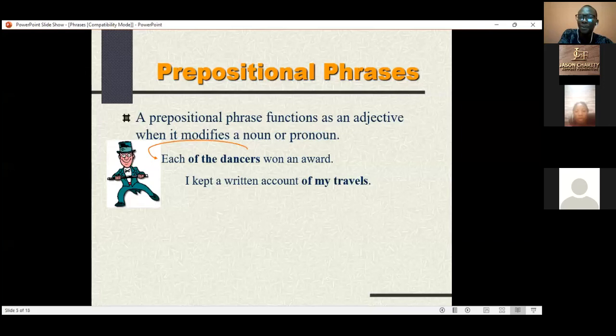All right, accounts. That's what? The noun, accounts. So in this case, you have a prepositional phrase that is as well an adjective. Don't forget adjective.